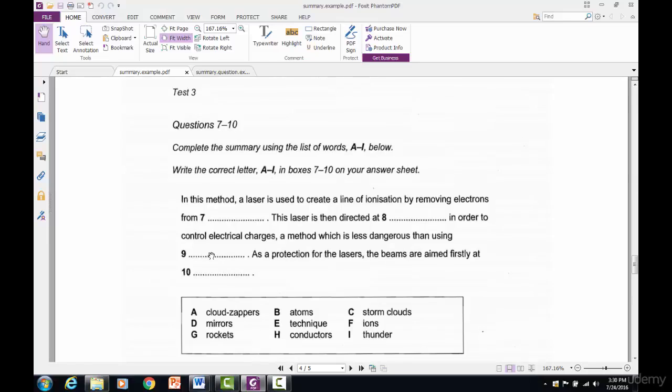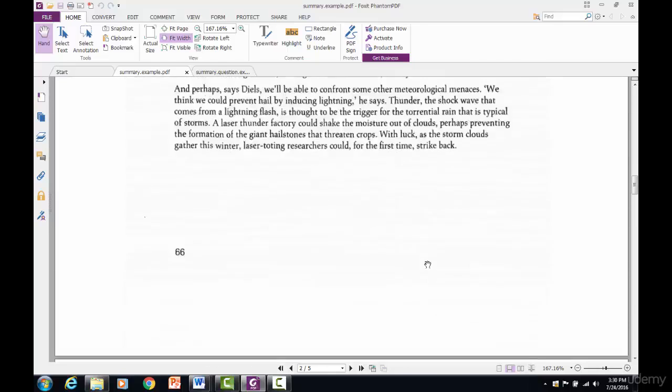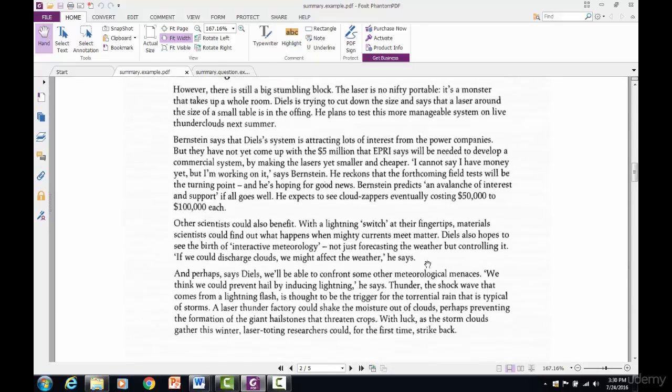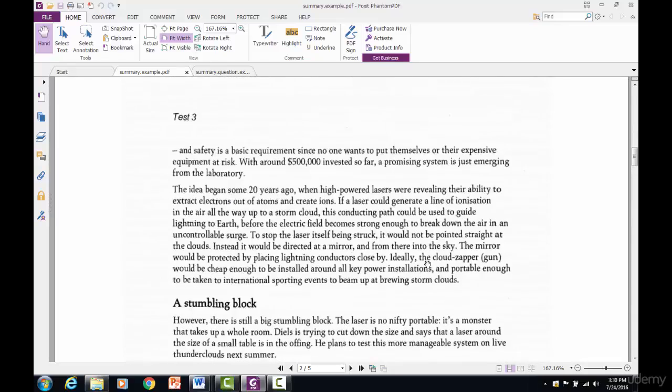All right, number 10, as a protection for the lasers, the beams are aimed firstly at. All right, what are the beams first aimed at? All right, our answer is mirror. All right, directed at, aimed at.